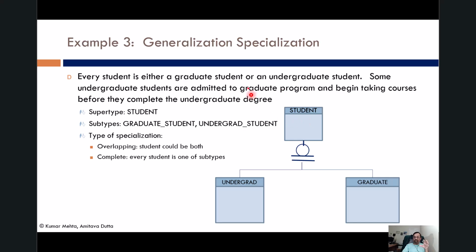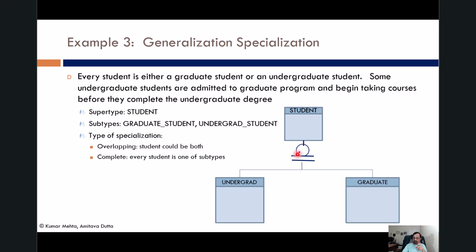Now, given this narrative, what does this specialization structure look like? Again, you have a super type called student, you have undergrad and grad, the two subtypes, but notice that this symbol in the middle has changed. Okay, so again, you have two horizontal bars that tells me that the specialization is complete, meaning if I pick a student, I will find that student either here or here, but now I don't have the X.